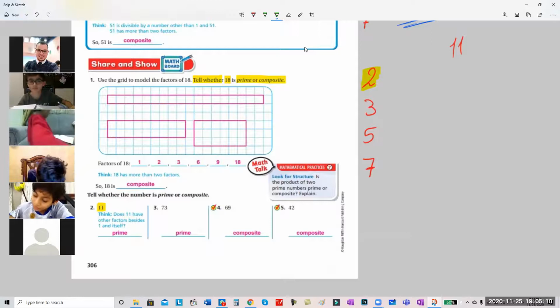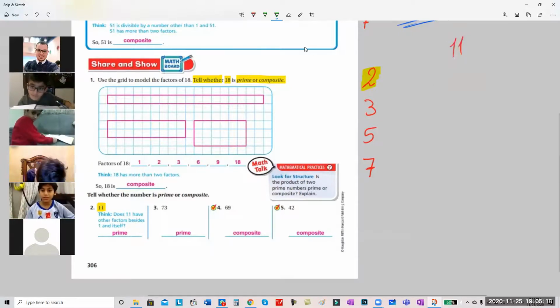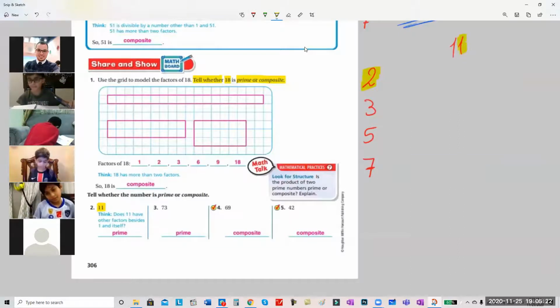Or another way to think about it: let's look at the ones place. What is the ones place in 11? 1, right? Is it odd or even? Odd. So we can't divide it by 2. It's very simple, right?